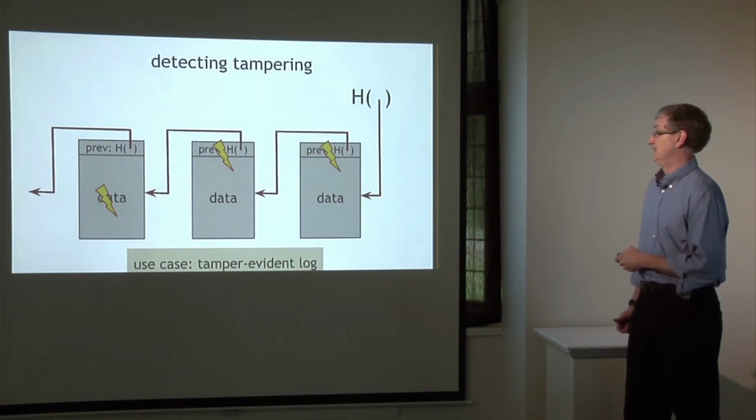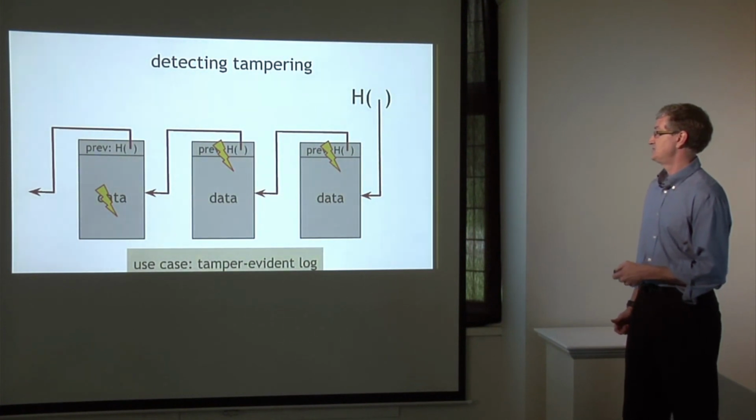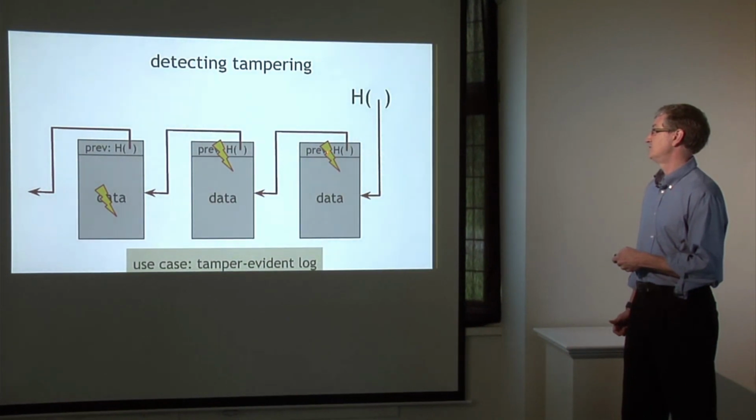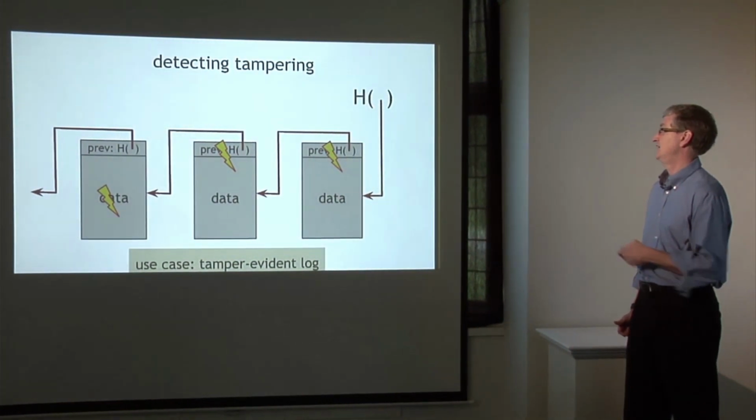And so the upshot of this is that if the adversary wants to tamper with data anywhere in this entire chain, in order to keep the story consistent, he's going to have to tamper with hash pointers all the way back to the beginning, and he's ultimately going to run into a roadblock because he won't be able to tamper with the head of the list.